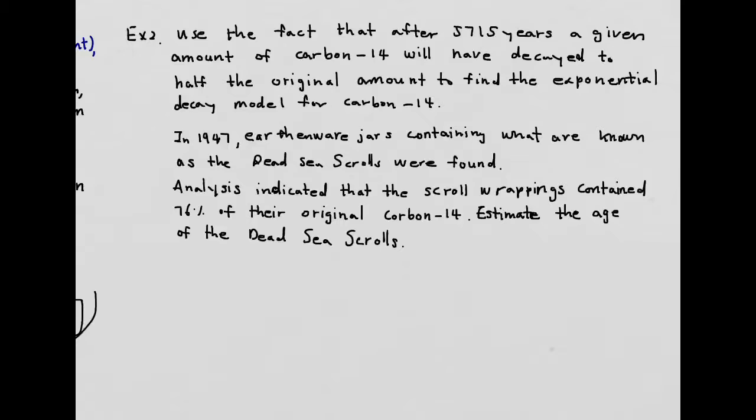So using this example, we should be able to come up with the formula, right? And then using that formula, we're going to see if we can tell the age of the Dead Sea Scroll. Okay, so let's start with creating a formula first. Again, we're going to use the formula A equals A sub 0 times e to the kt.